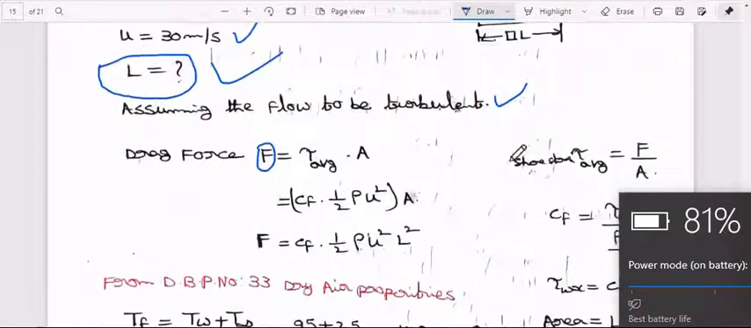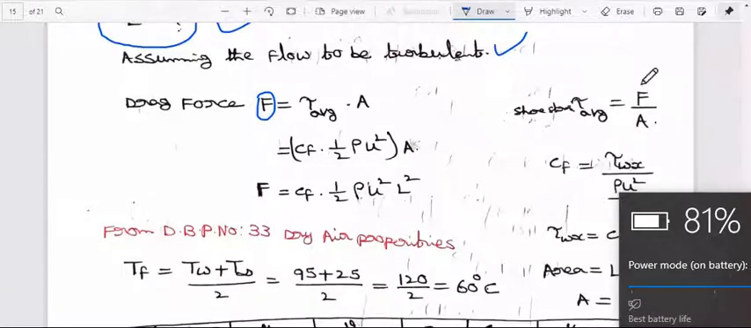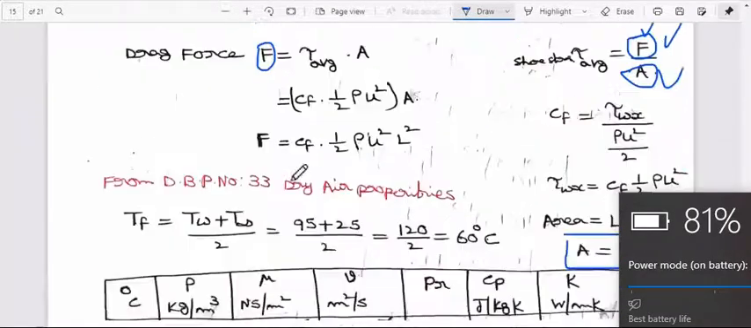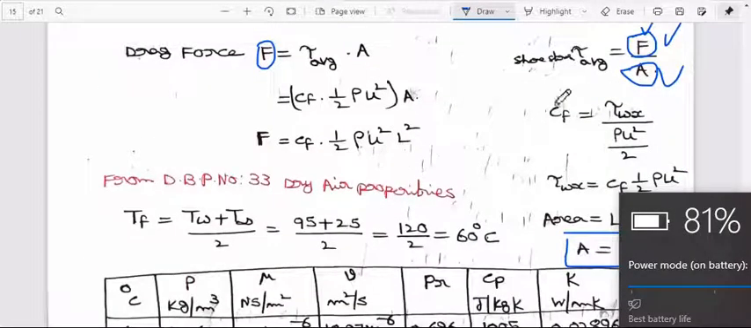So what is the shear stress formula? Shear stress is equal to force per area. Here the force value is given, but the area is not given. This is a square plate, so area is equal to L into L, width into length, which is L square. So the force value is a known term and the area is in terms of L square. The L value is not mentioned, that's why I'm calculating the L value. So this is the force per area.